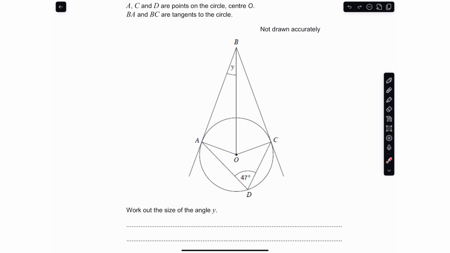In this question, we are told that A, C, and D are points on the circle with a center O, and that BA and BC are tangents to the circle. Work out the size of the angle Y.